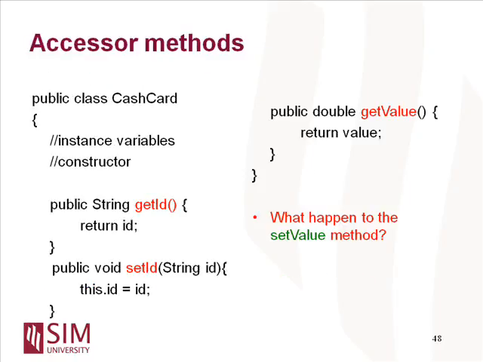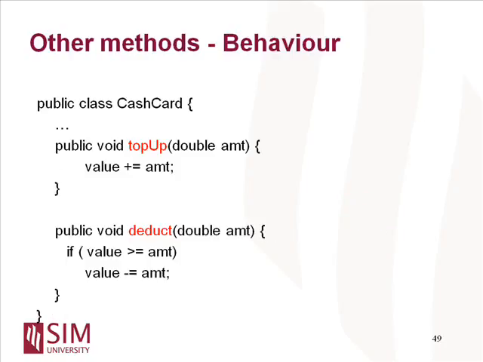Once we have defined the class with instance variables and the constructor methods, then the next one will be the accessor methods. Here we show how getID, setID, getValue methods can be implemented. Of course, we also can consider implementing a setValue method. After the class with instance variables, the constructor and the accessor methods defined, there are other methods that can help to characterize the behaviors of the class.